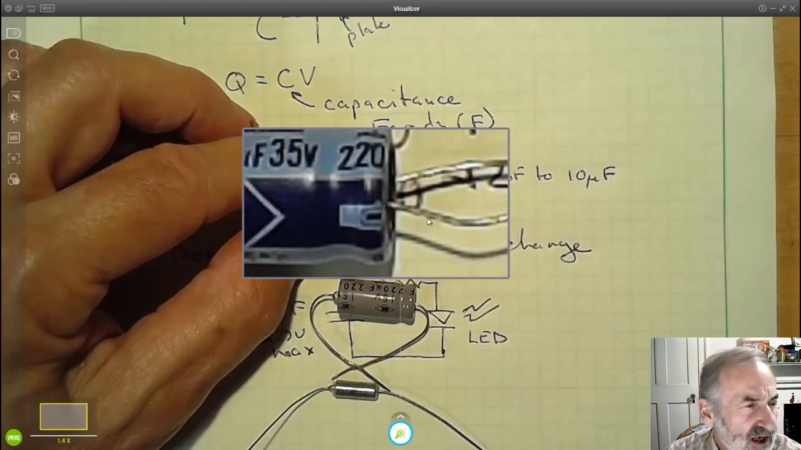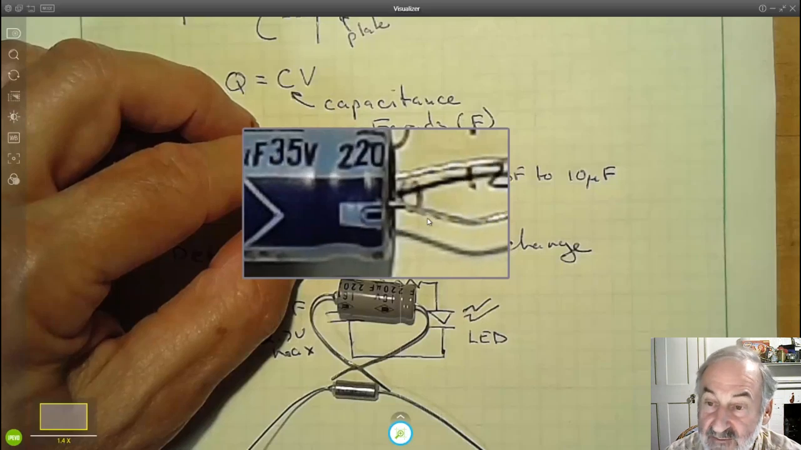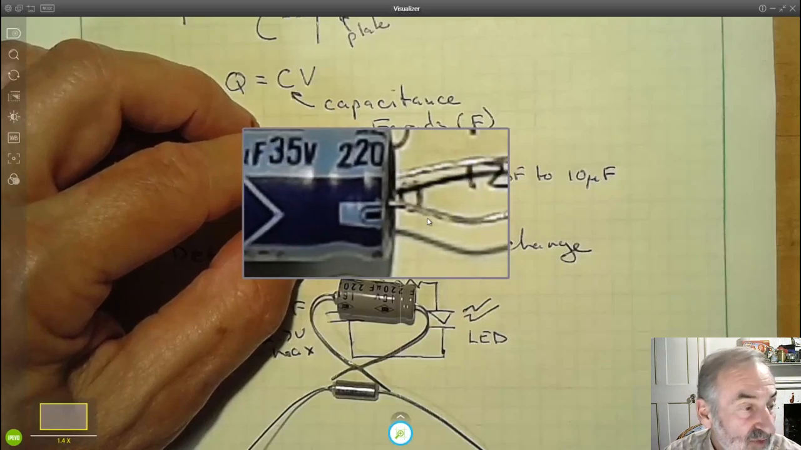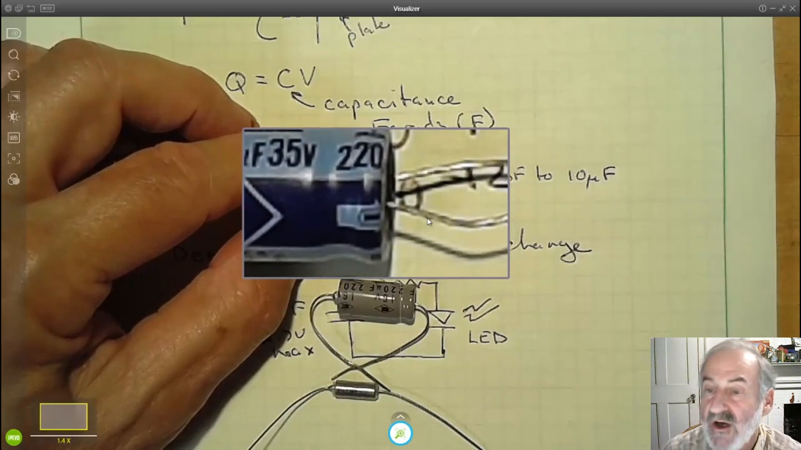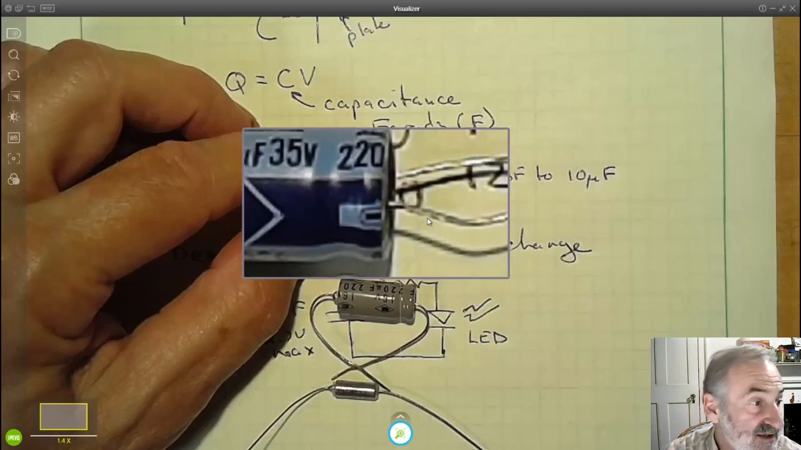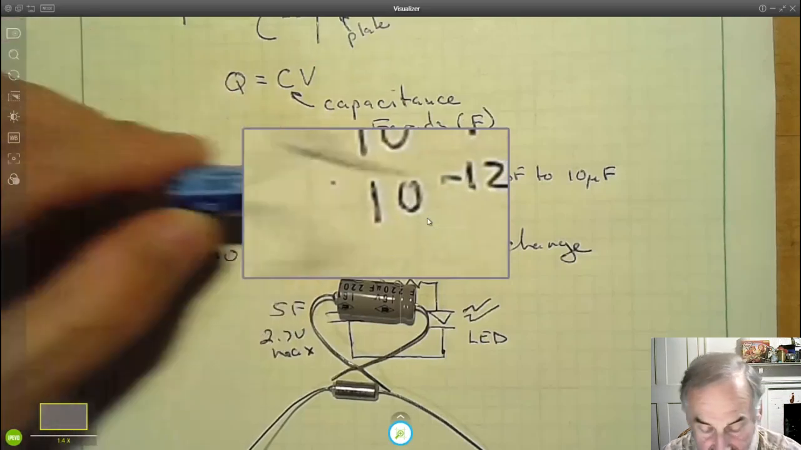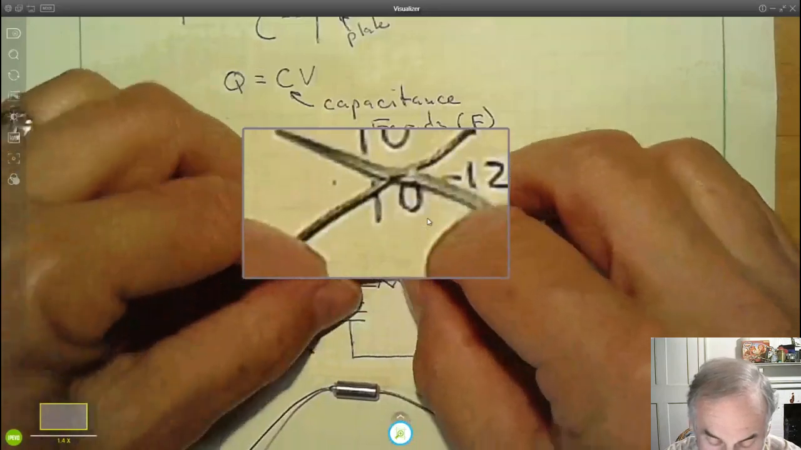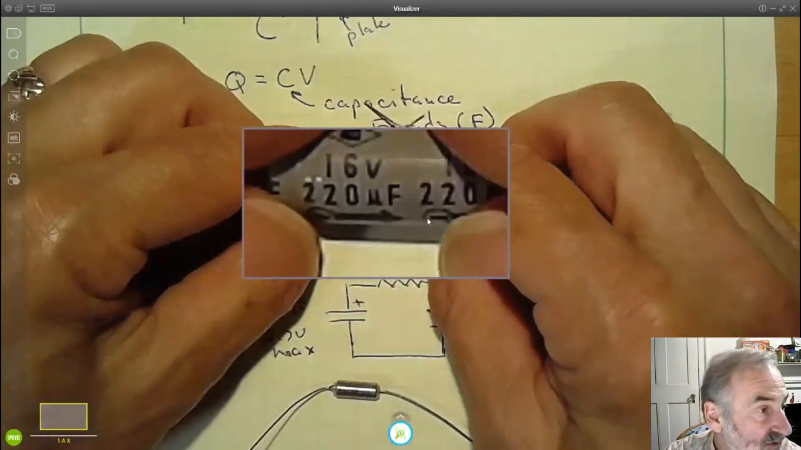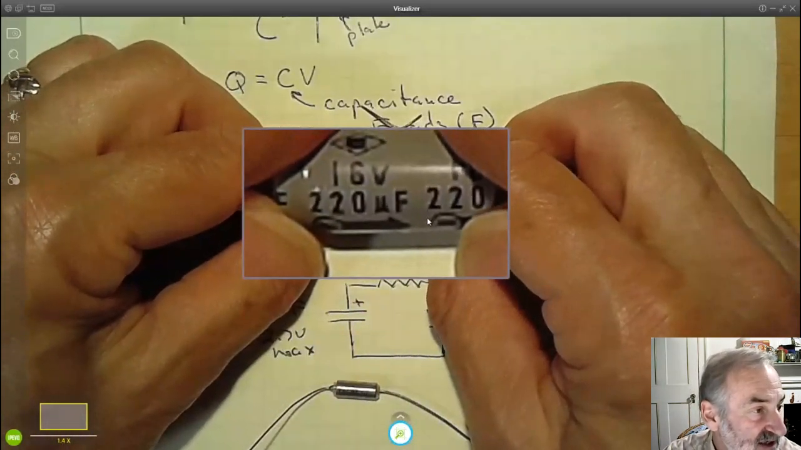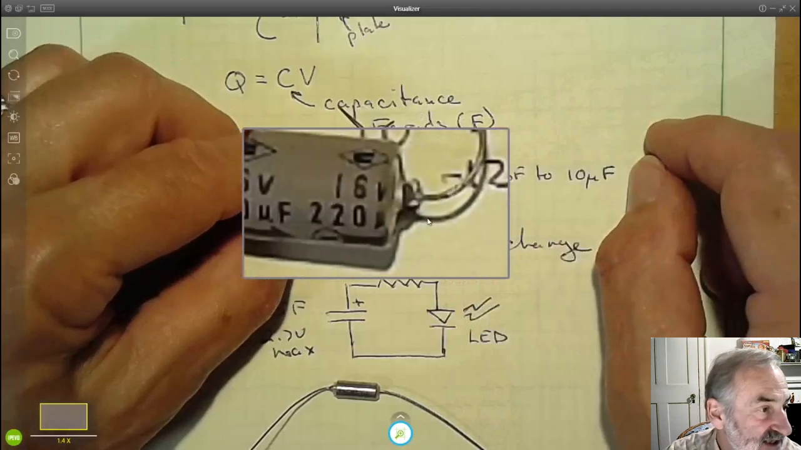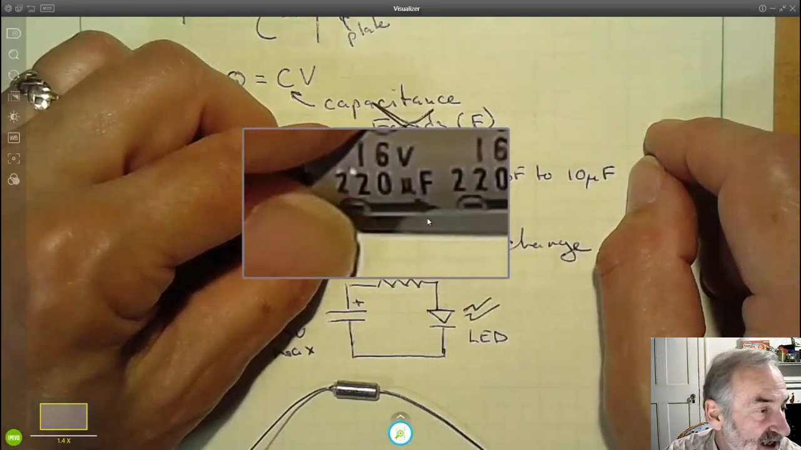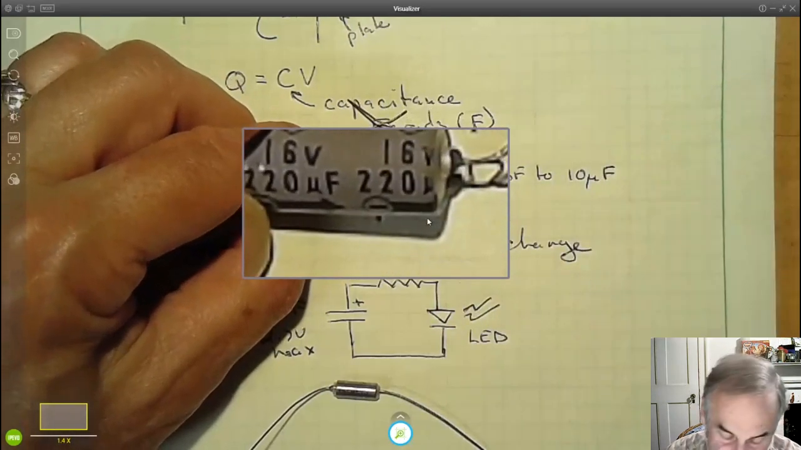And in our lab, any capacitor over 1 microfarad is typically polarized and electrolytic. 1 microfarad and below are non-polarized, and they use a different technology. Another capacitor here. Once again, a maximum of 16 volts, 220 microfarads, and this end, the end that the negative arrow is pointing to, always has to be more negative.